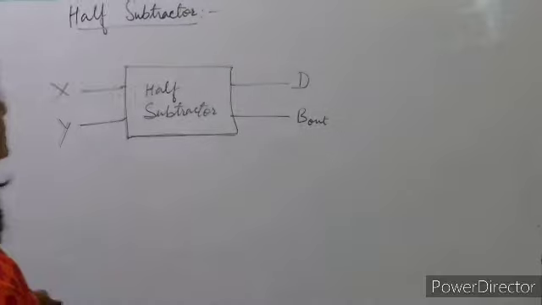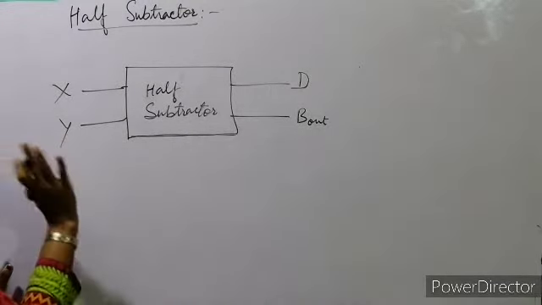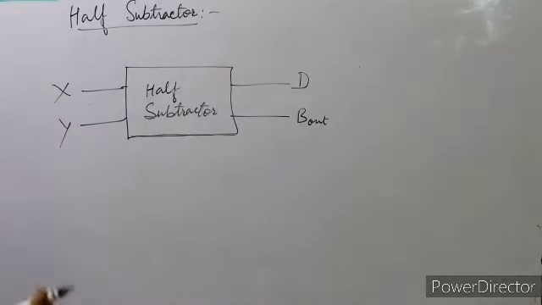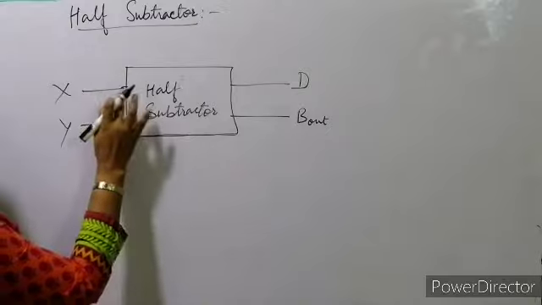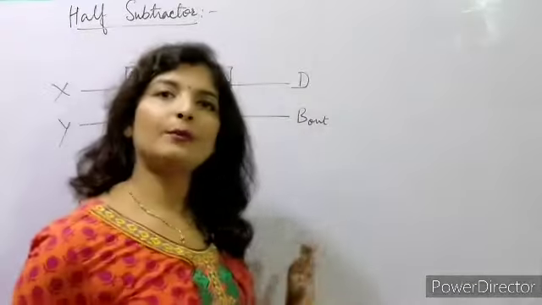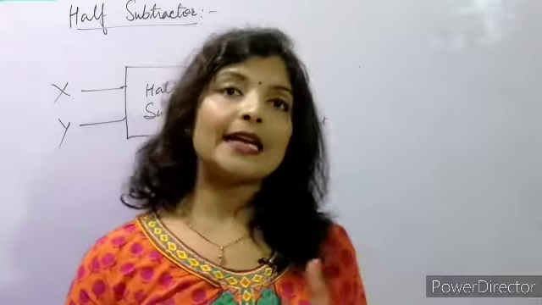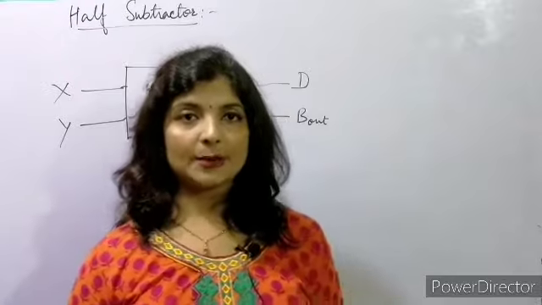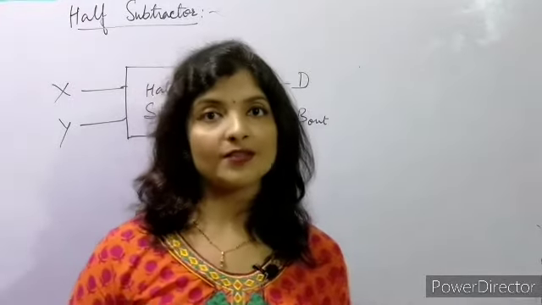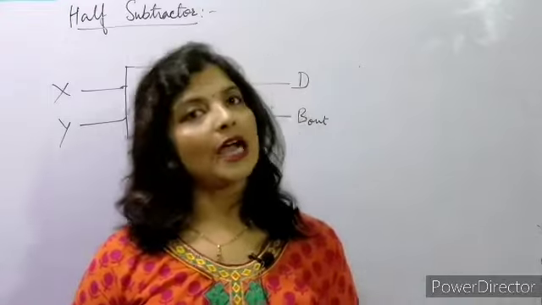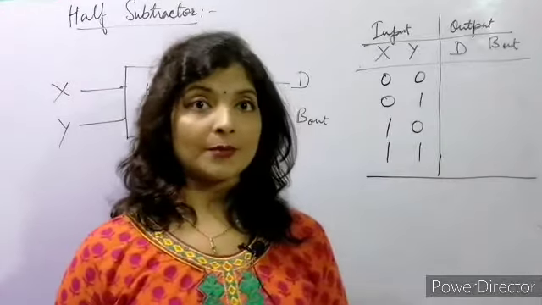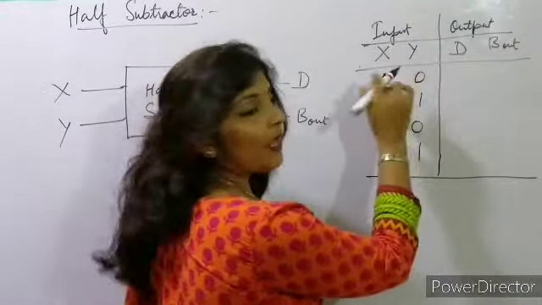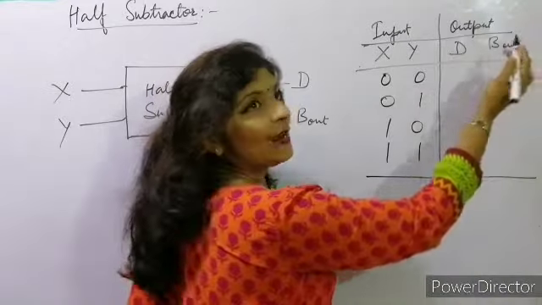This will be the diagram for this. x and y are the 2 inputs and there are 2 outputs, d and b out. We subtract y from x and get the difference d and borrow b out. x and y are single bits in the case of a half subtractor. Subtraction of single bit binary values is called half subtraction and the circuit is called a half subtractor. For the half subtractor, we'll see the truth table. We have 2 inputs x and y, we subtract y from x, and 2 outputs, difference and borrow out.